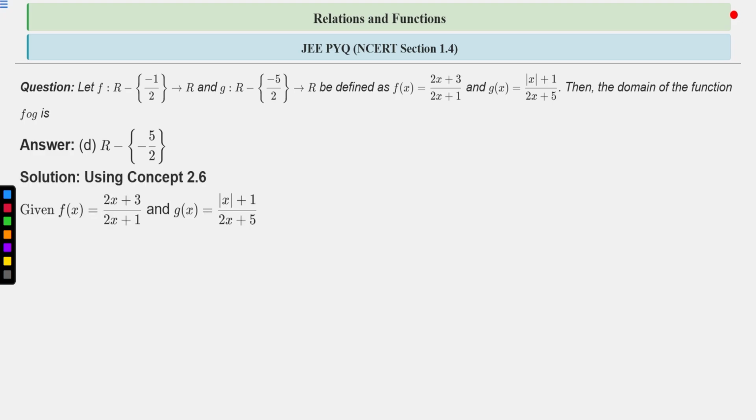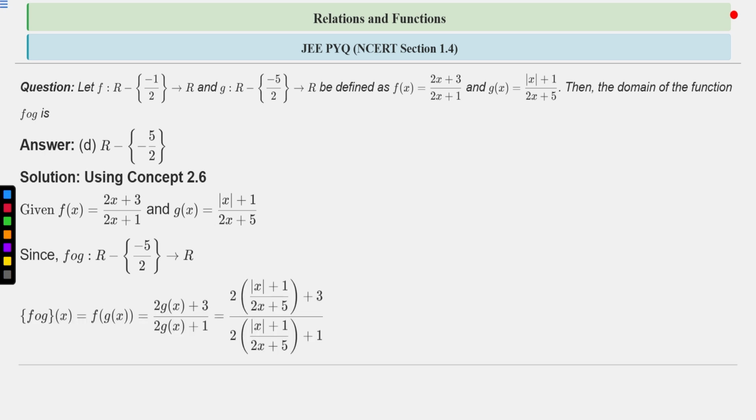So given f(x) is equal to (2x+3)/(2x+1), and g(x) is equal to (|x|+1)/(2x+5). So the domain of f(g(x)) is all real values except -5/2. f(g(x)) will be equal to (2g(x)+3)/(2g(x)+1), right, which is equal to (2(|x|+1)/(2x+5) + 3) / (2(|x|+1)/(2x+5) + 1), right?